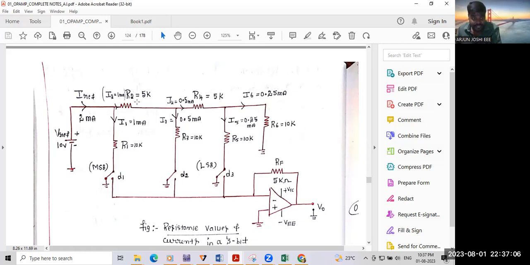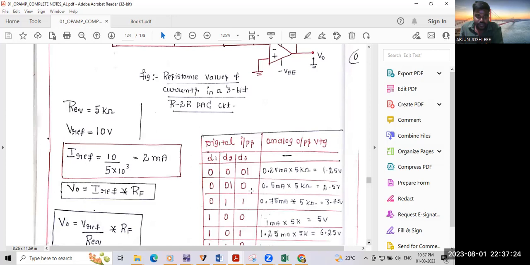10 divided by 10. Here also 10, here also 10. That's why the current will divide in the same manner: 1 milliampere, 1 milliampere. 1 divided by 2 is 0.5, 0.5. 0.5 divided by 2 is 0.25, 0.25. This is how the current will distribute. You can find it this way also.